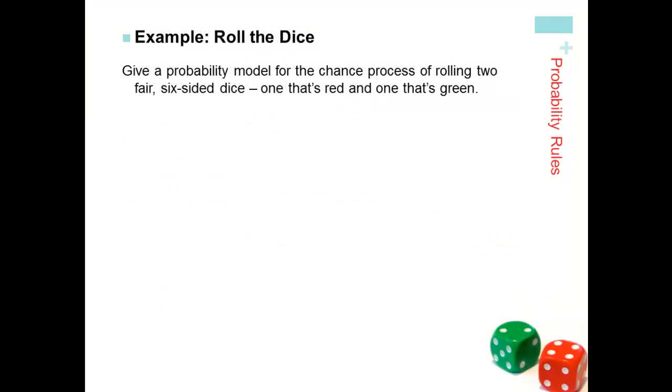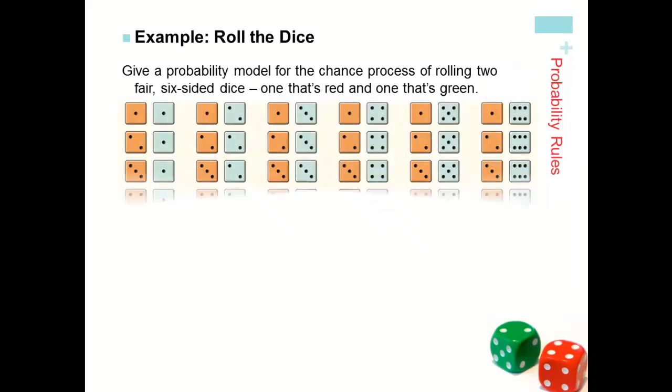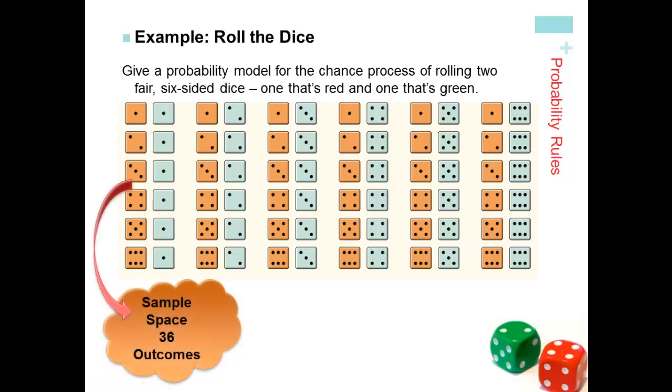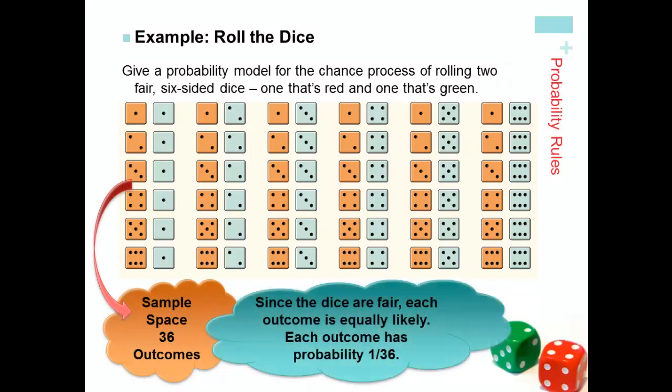Here's another example of rolling a pair of dice. Give a probability model for the chance process of rolling two fair six-sided dice. One is red and one is green. Here would be what our sample space would be. There are 36 potential outcomes. Since the dice are fair, each outcome is equally likely, meaning each outcome would have a 1 in 36 chance of occurring.